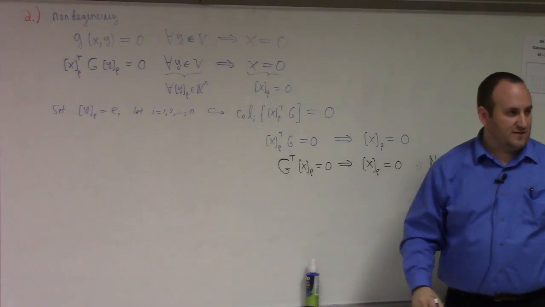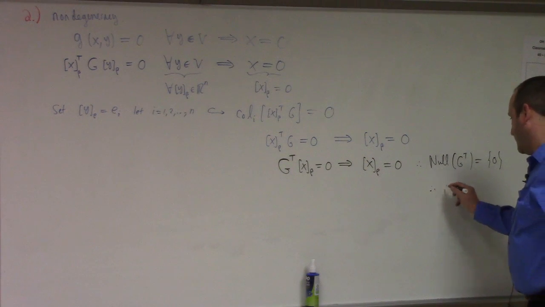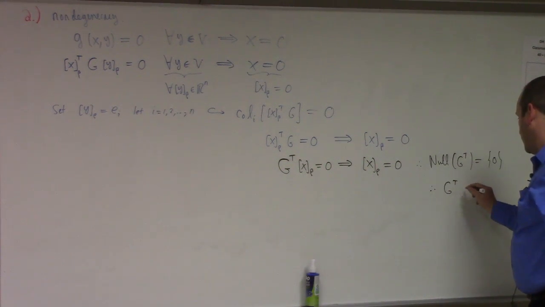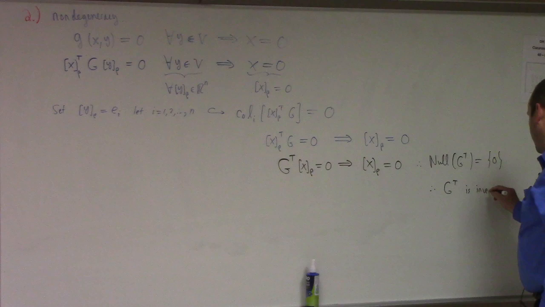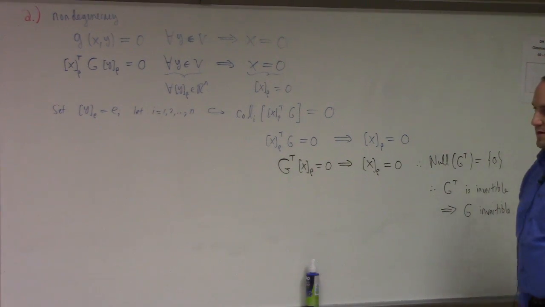The fact that you said kernel doesn't make me sad. These are essentially the same thing, but we use null space for a matrix, and G is a matrix. Therefore G transpose is invertible, but we know that implies that G is invertible. And there you have it.